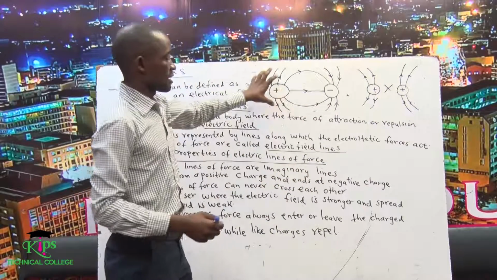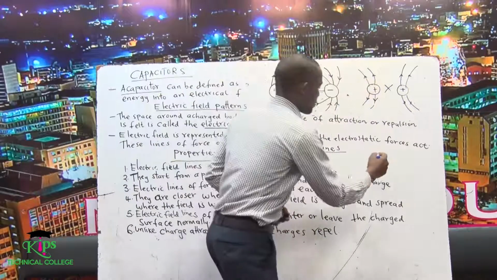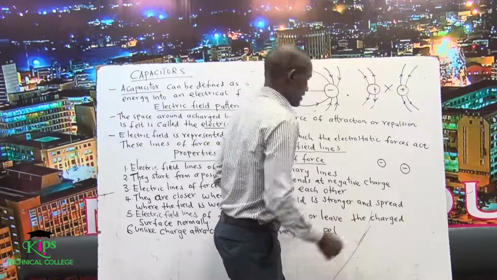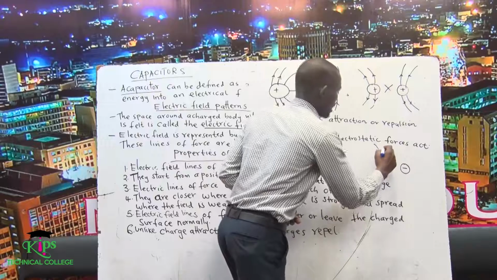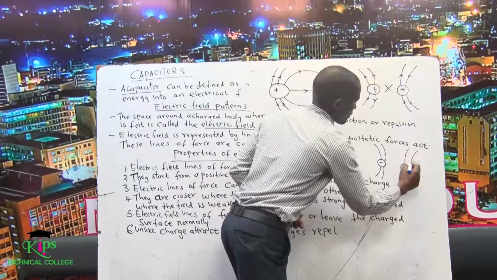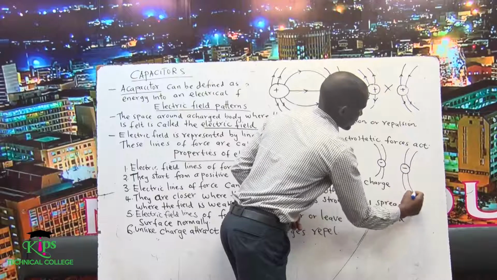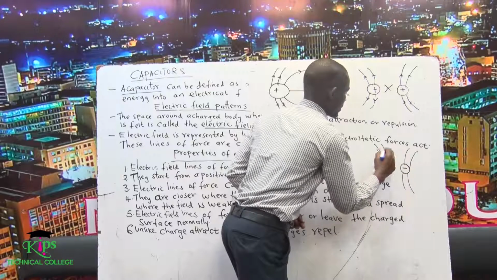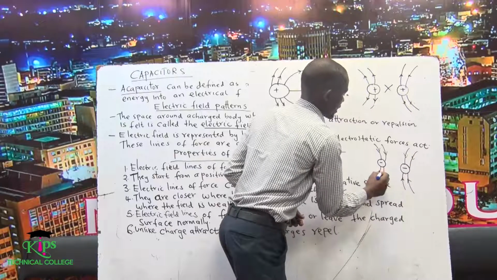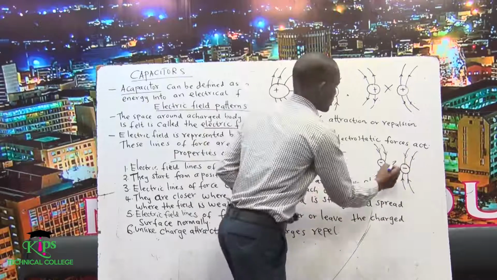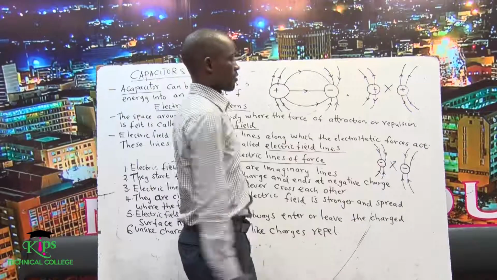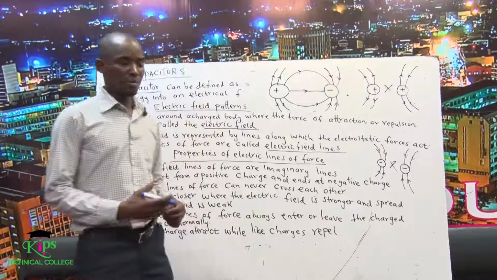You can also have another case where you have only negatives. If you have a negative charge and another negative charge, the same case applies. These ones now will be entering. The arrows will be pointing inwards, meaning the lines of force enter into the negative charge. But there is a force of repulsion. You draw an X to indicate that they are repelling from one another.